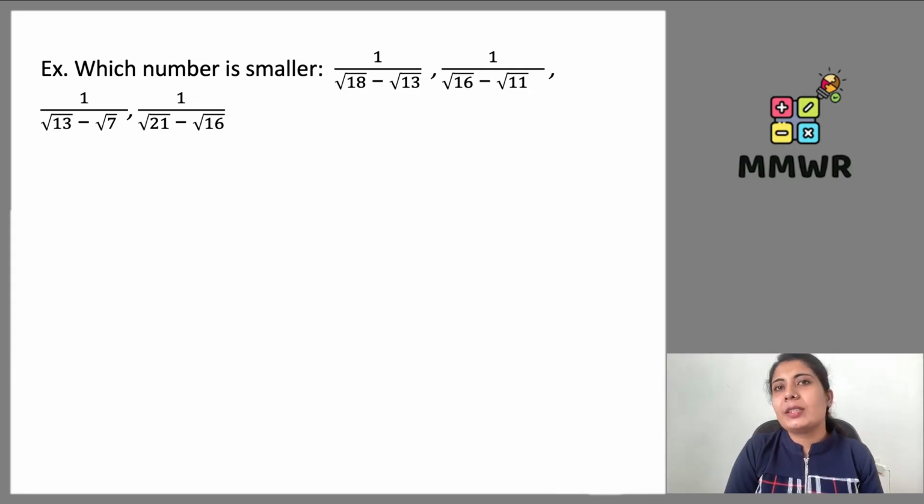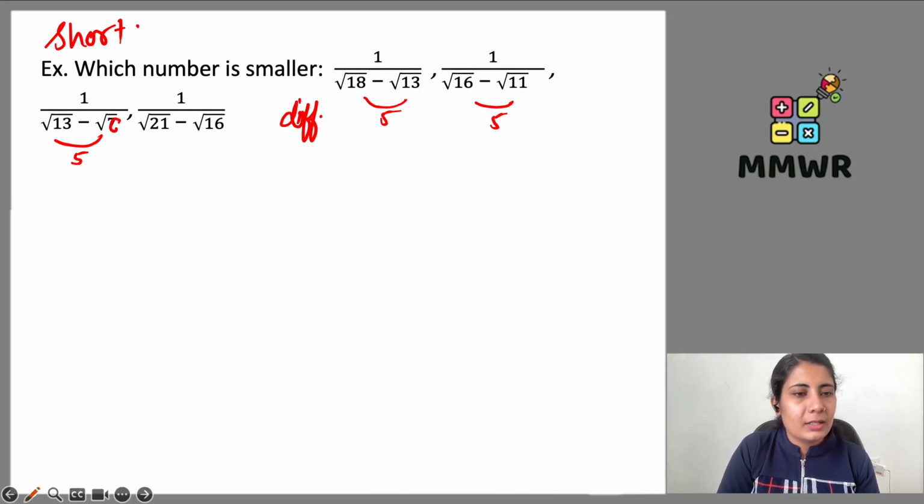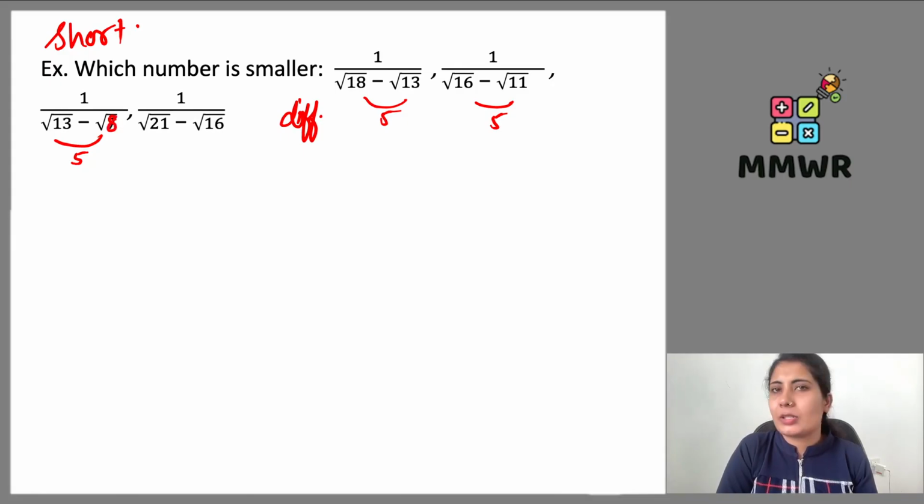Okay, so roots in the denominator, the short method says that we have to find out the difference. The difference is 5 here. Here also it is 5. Here also it is 5. No, it's 4. So sorry, the question should be something else. The question has to be this way. This should be 8. So 8 and 13 difference is 5. And here also the difference is 5 because the condition should be same.